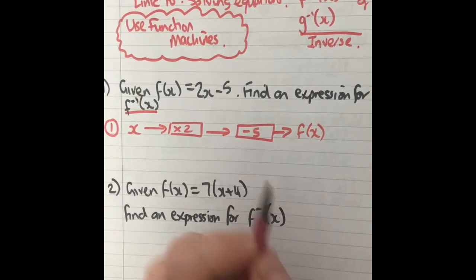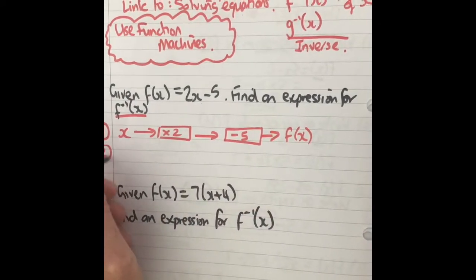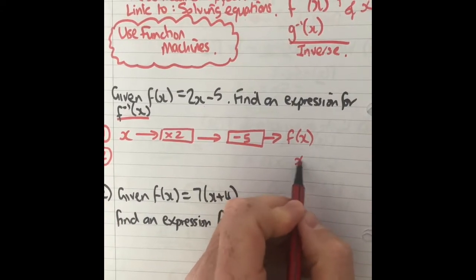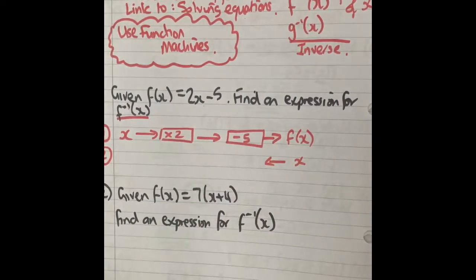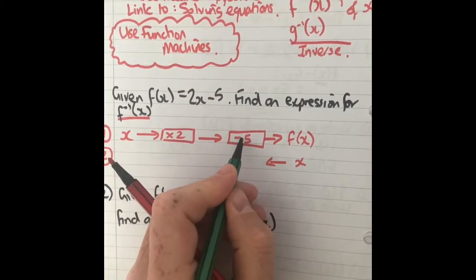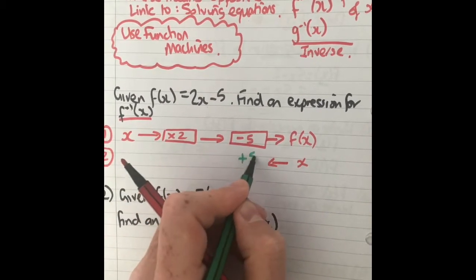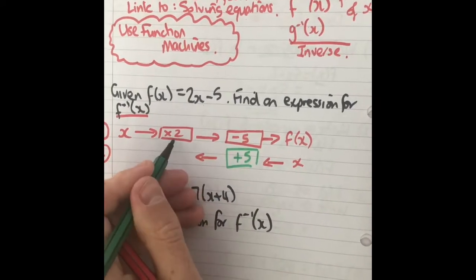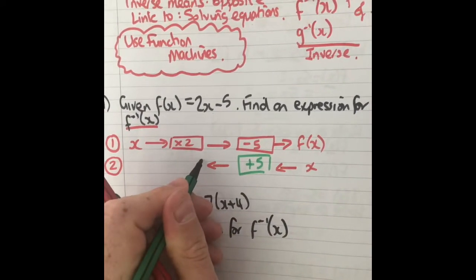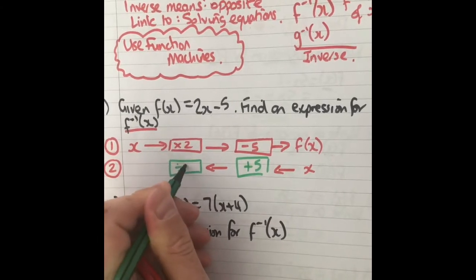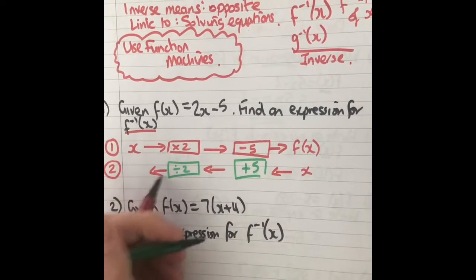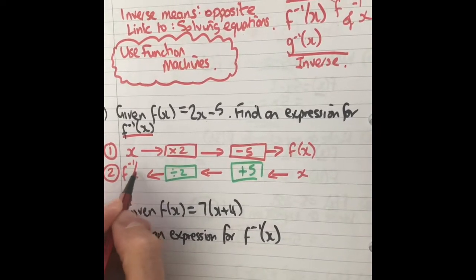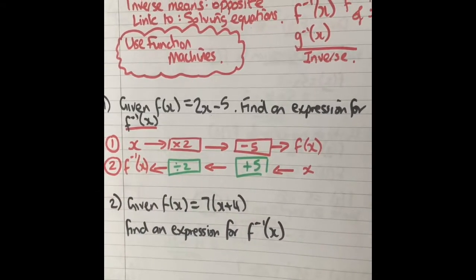Now to do the inverse function machine, you do this backwards. So second thing, you do the inverse function machine. You start with x, and then you're going to go backwards. So what's the reverse? Well, the reverse of minus 5 is plus 5. And then the reverse of times 2 would be divide by 2. And that gives you f minus 1 of x. In other words, the reverse.